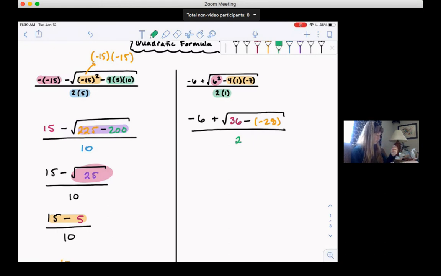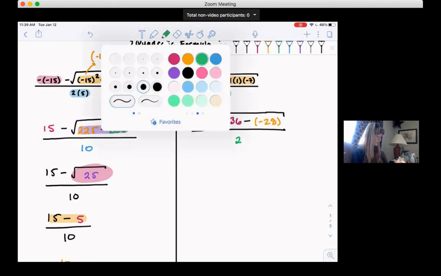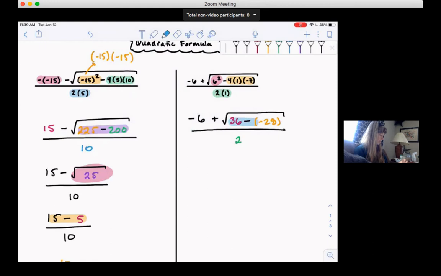Okay, so now for our next round, we can simplify what's underneath the square root. So we can do 36 minus negative 28. And remember that when we subtract a negative, it's the same as adding a positive.